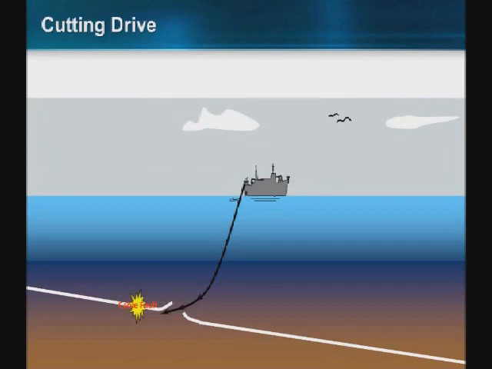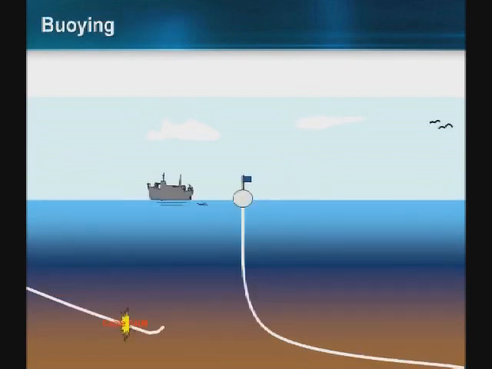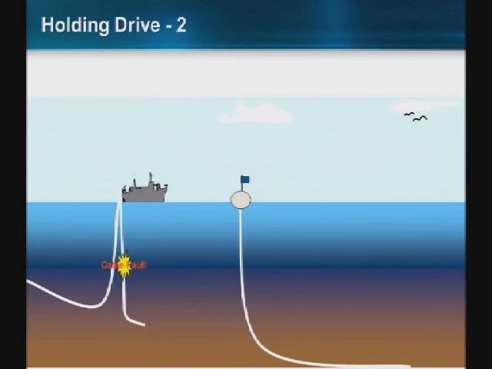If it's not a complete and clean fiber cut, typically you'll have to do what's called a cutting drive. You actually cut the cable. The cable ship will then head downstream from where the cable cut occurred, typically twice the distance as the depth in which you're doing the cable repair. That's to provide a counterbalance and additional counterweight to be able to pull the cable up to the surface. It'll use a grapnel to hook the cable, bring it up to the surface, buoy it off, head over to the other section of cable that needs to be pulled up, which is the second holding drive.